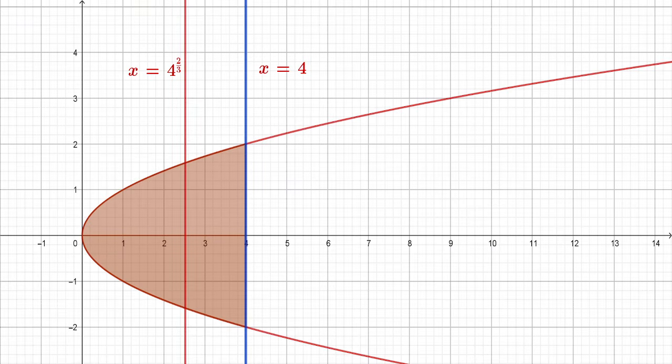This is the diagram for that. You are seeing that the region enclosed from 0 to 4 is divided into 2 halves by the line x is equal to 4 power 2/3.